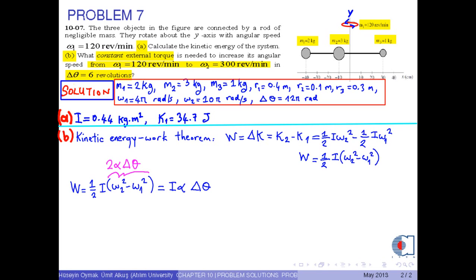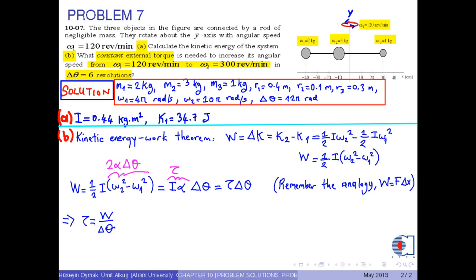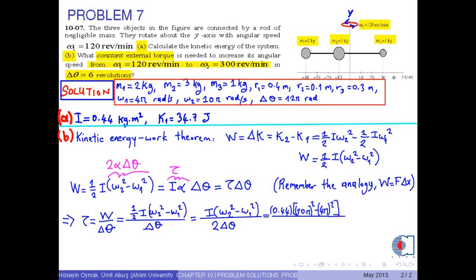Then we obtain I times alpha times delta theta. Since I times alpha equals torque, that is tau, then we obtain tau times delta theta. We can find an expression for tau as tau equals work over delta theta. Now we use the expression for work, which is 1/2 times I times omega 2 squared minus omega 1 squared. Then the expression for torque is obtained as I times omega 2 squared minus omega 1 squared divided by 2 times delta theta. Now we insert the numerical values into this equation. Then calculation gives tau equals 1.54 pi Newton times meters. Finally, we obtain approximately 4.84 Newton times meters.